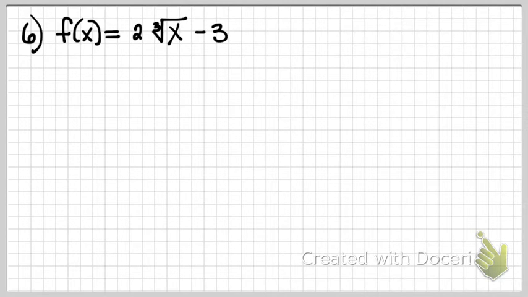Identify A, H, and K. A is always in front of the radical or in front of the parentheses. H is always under the radical. So notice that the only thing under the radical is X, so that means your H value is 0. K is -3. So I'll give you a moment to identify this parent table and graph it.